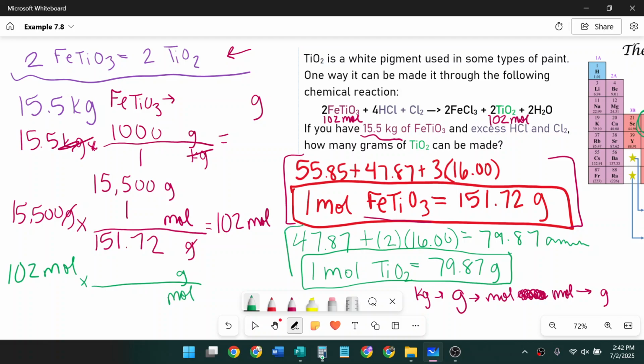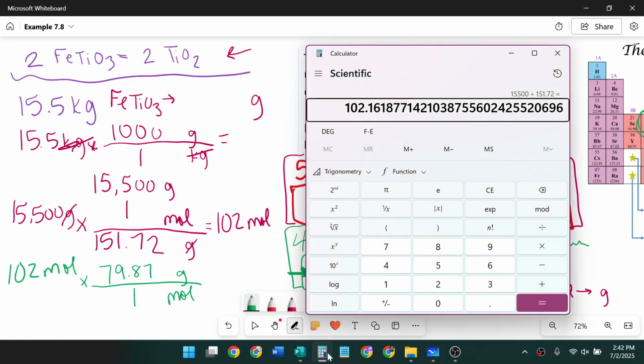I'm working with TiO2, so I'm working with the green one. So this is the conversion relationship that matters. For 1 mole, that is 79.87 grams. And once I do this, I'll know how many grams I'm going to get. So 102 times 79.87.